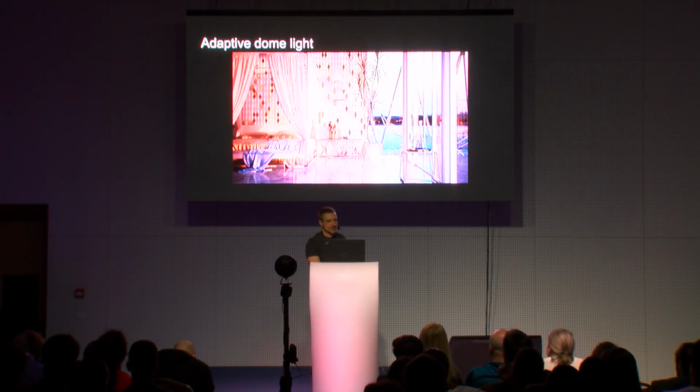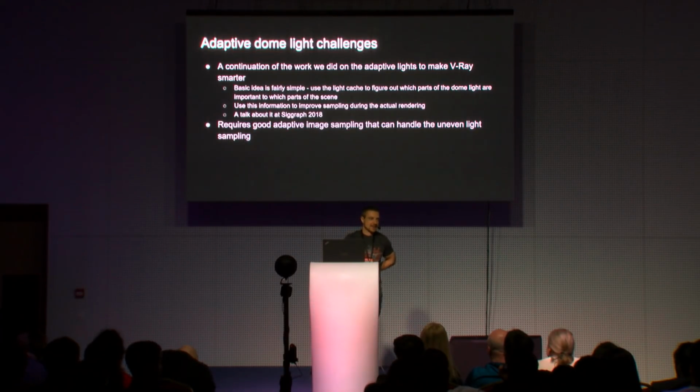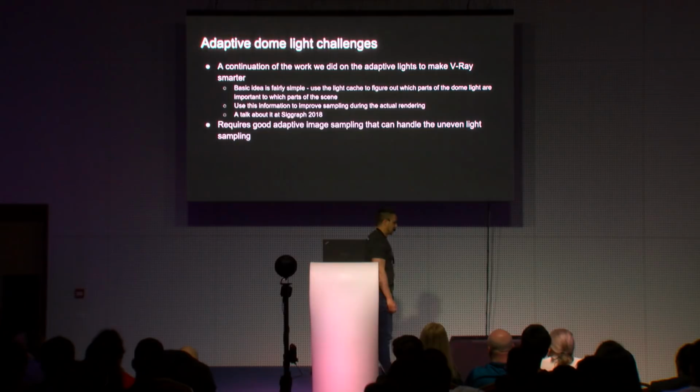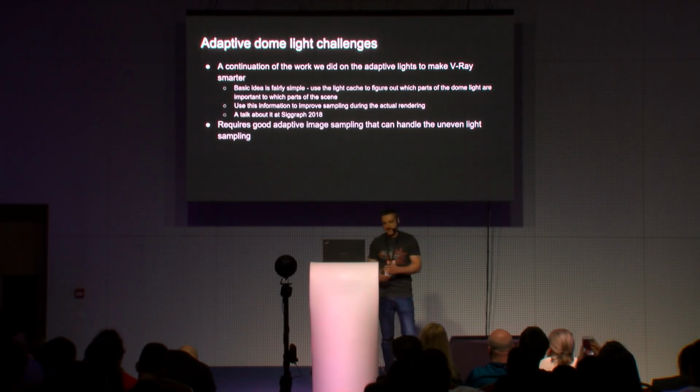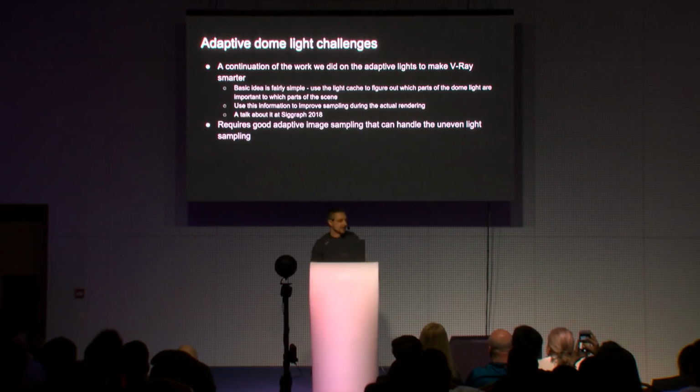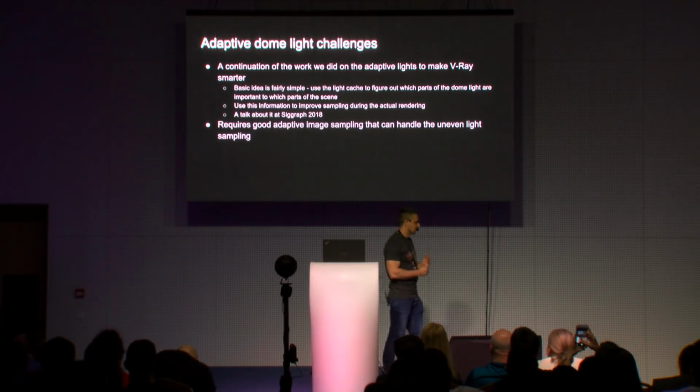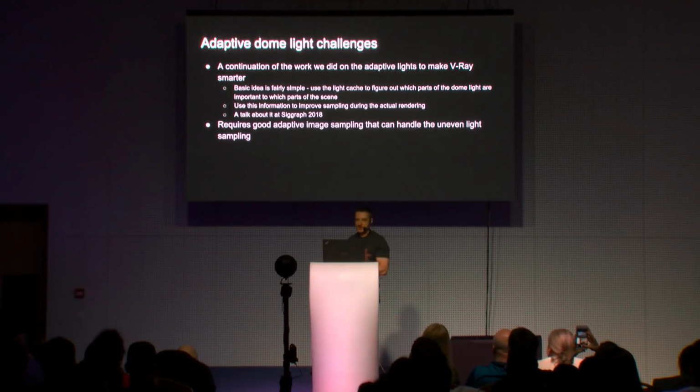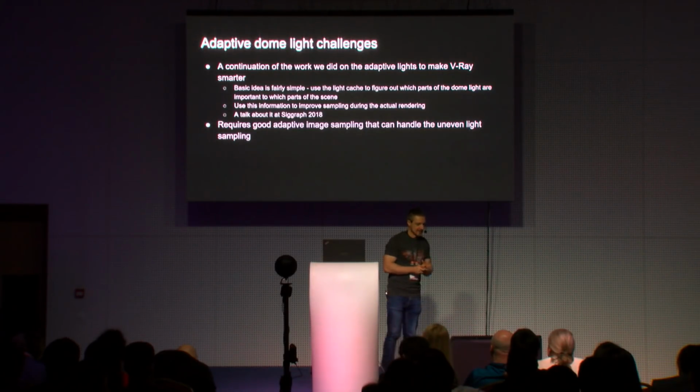The next story is about the adaptive dome light in VRay, which is a new feature for VRay Next. It's basically a continuation of the adaptive lights algorithm we did for VRay 3.5. It worked surprisingly well for our GPU renderer, but also for VRay CPU. And we wanted to use the same idea to optimize other calculations in VRay, in this case, the dome light. And it's a really simple idea. You try to figure out which parts of the dome light affect which parts of the image, and you try to optimize the sampling for that.